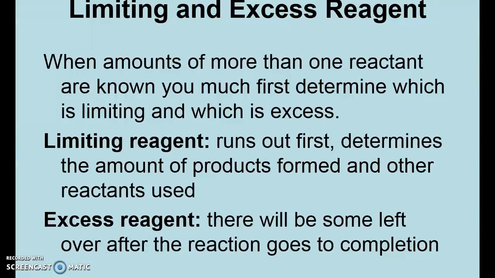Another twist on your basic reaction stoichiometry is when you have a limiting and an excess reagent. So the limiting reagent is going to be the one that runs out first. It determines the amount of the products that form. It also determines how much of the other reagents are used. And the excess reagent is one in which there will be some left over after the reaction goes to completion.